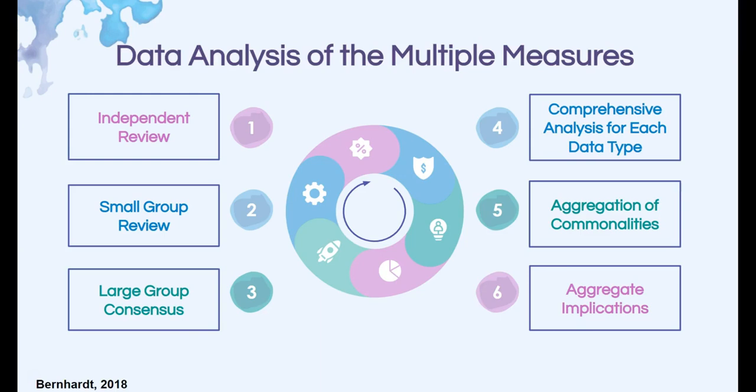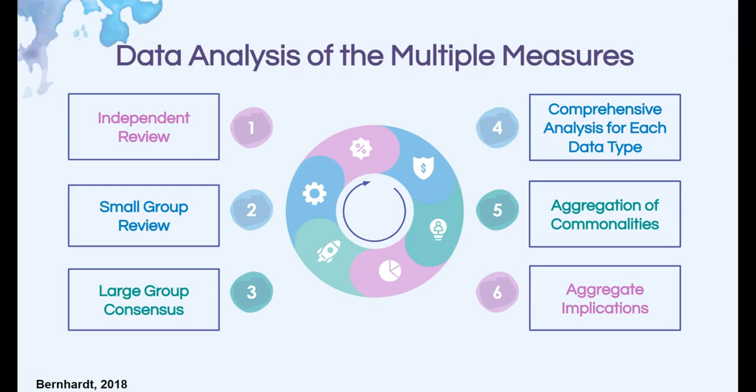First, there should be an independent review where each faculty member analyzes each data type, the demographics, perception, student learning, and school processes, one at a time, for strengths and challenges, implications for the school improvement plan, and also to identify any other data that are needed that they wish the school had. Next, there should be a small group review, where small groups compare their strengths, challenges, implications, and the other data that's needed, recording all of that information.